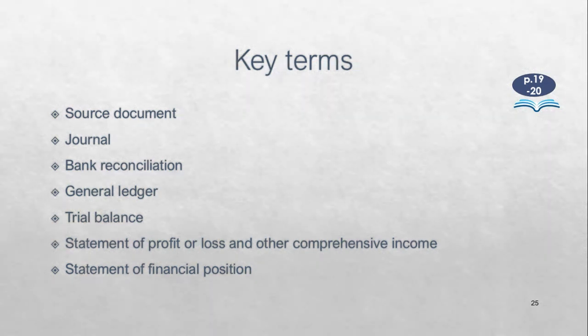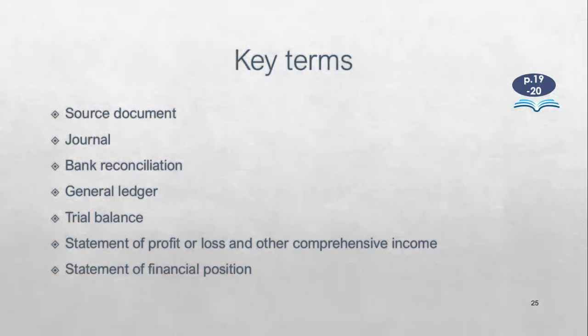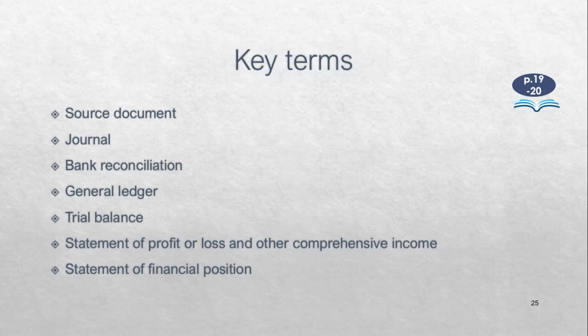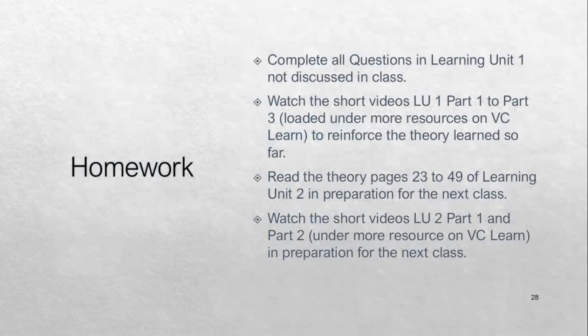Please make sure that you know these definitions and what each of them are, because it's very important for you to understand the terminology, so that when we do the physical journal or general ledger, you know what we are referring to and what the purpose is. The key terms have been summarized in your textbook on those pages. Make sure that you know it. Okay, and then source documents, this is just an example of what it looks like.